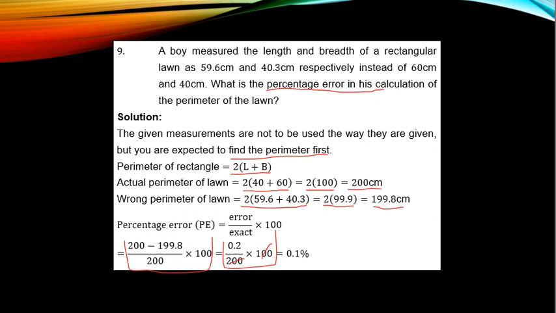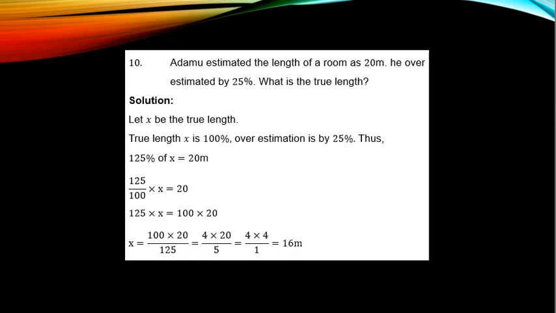Okay. Next example, example 10. Adamu estimated the length of a room as 20 meters. He overestimated by 25%. What is the true length? In this case, you don't know the true length, but he overestimated the true length by 25%.